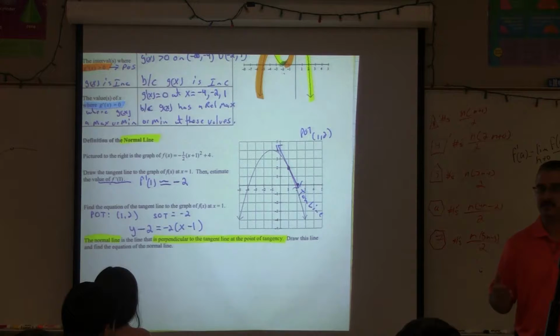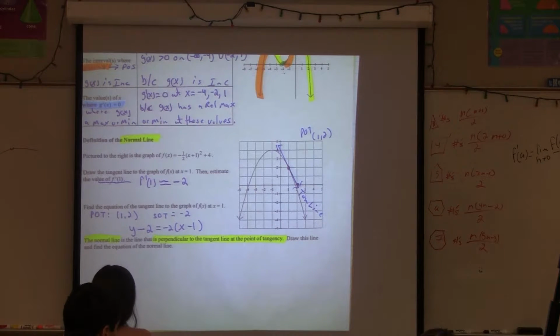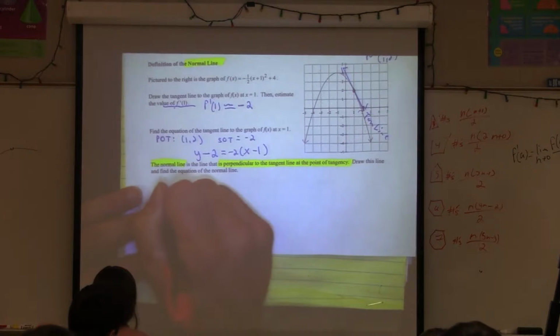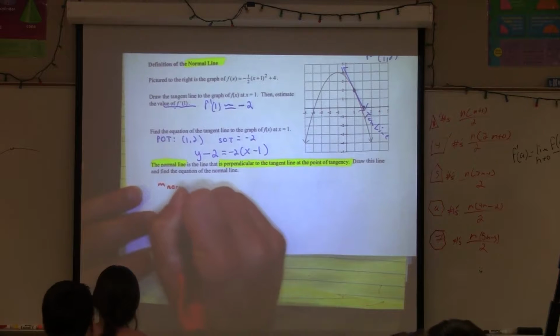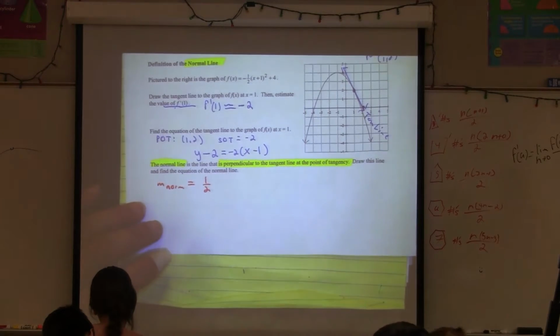I gotta figure out the slope so I can draw it better, right? So how would I figure out the slope for this guy? Very good. So what would be the slope of the normal line? No, 1 over 2. Positive 1 over 2? How did we get that?